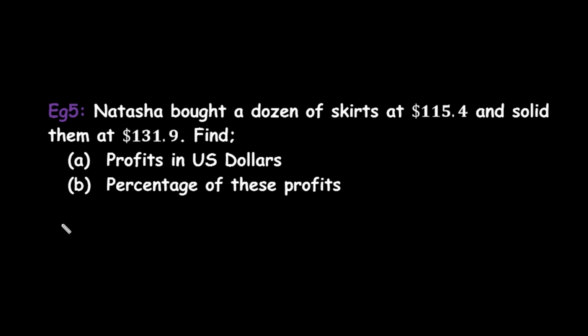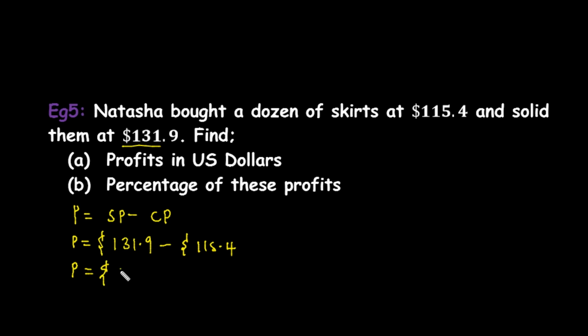Now, remember we said that profits is equal to selling price minus cost price, and they've told us to calculate these profits in US dollars, therefore we are not going to convert them to Ugandan shillings. The selling price of these skirts was $131.9 US dollars, and the cost price was $115.4. Therefore the profits made were 16.5 what? US dollars. Is that okay?